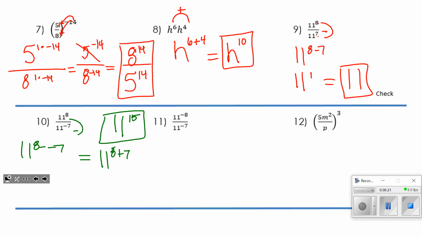Number 11 is another division problem. We have two negatives though. We're still going to do the same thing. Draw your sideways smiley face. We keep the base. And it's negative 8 minus negative 7. And the two minuses are going to make a plus. So that's 11 to the negative 8 plus 7.